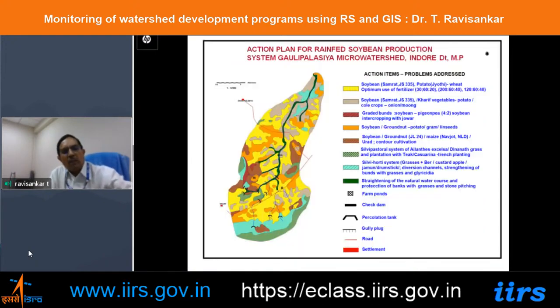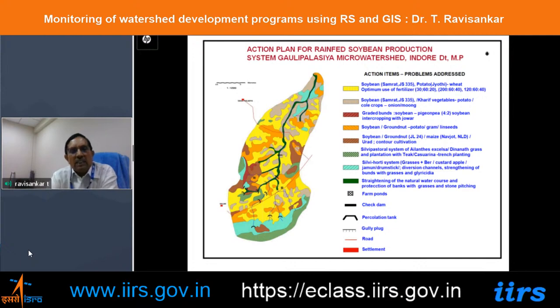The action plan that we have developed for this Gauli Palacia micro watershed identifies a specific cropping system, especially suggesting soybean varieties and other things, coupled with an intercropping system with groundnut varieties and other things, and silvihorticulture systems. Because we have all the natural resource information, we could identify the particular parcels of land and give suitable action plans for each parcel, and where the farm ponds have to be constructed, where check dams have to be constructed, gully plugs and all these things.